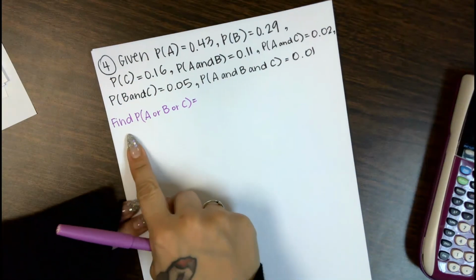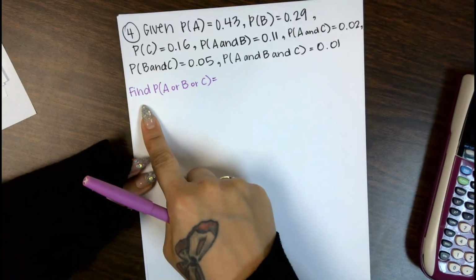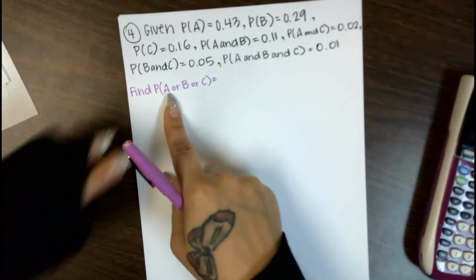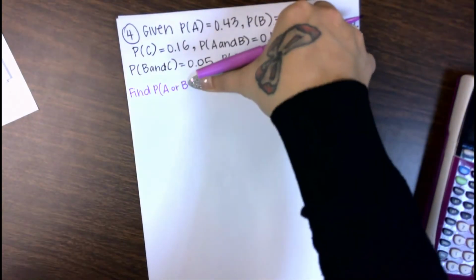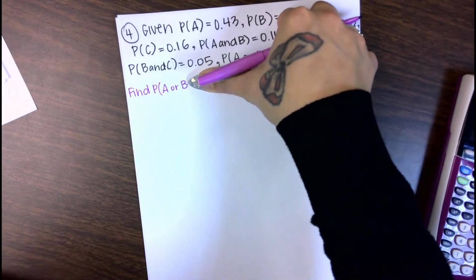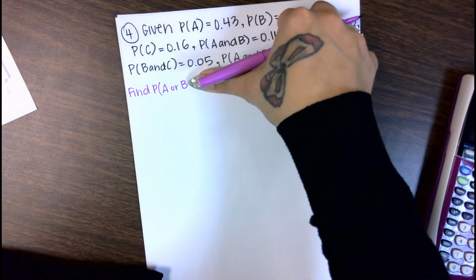So not exactly right next to my equal sign. Okay. Because it's an or, if we just had this, we've done it all day, not a problem. The probability of A plus the probability of B, and then subtract their and. We're just adding one more.